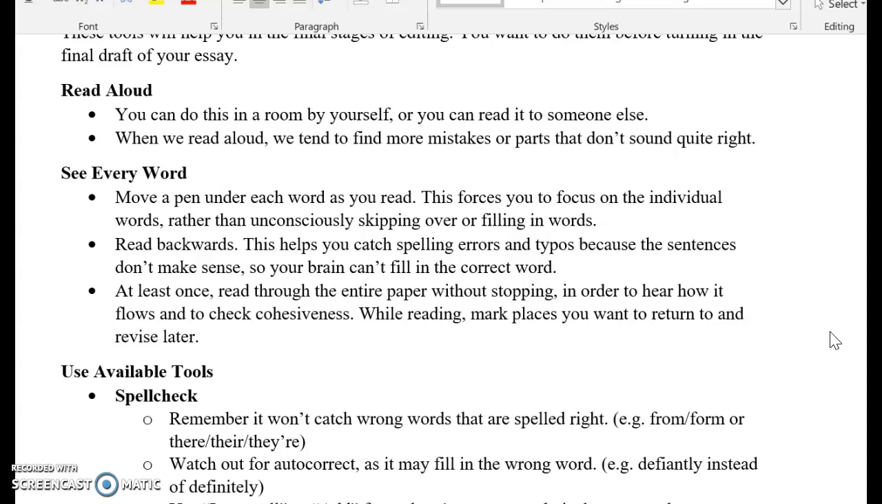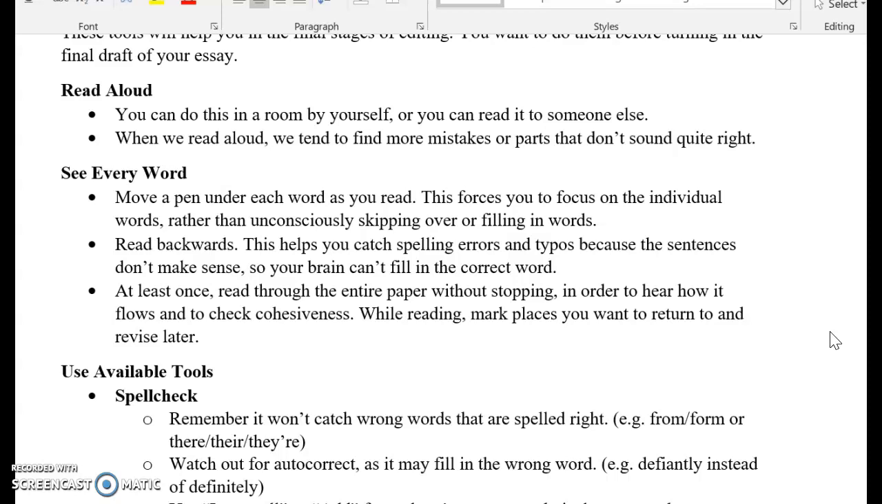Read backwards. I know this one sounds absolutely crazy to most people, but it actually works. This helps you to catch the spelling errors and typos because the sentences obviously don't make sense. So it's forcing your brain to not be able to fill in and correct it because it doesn't make sense the way you're reading it.